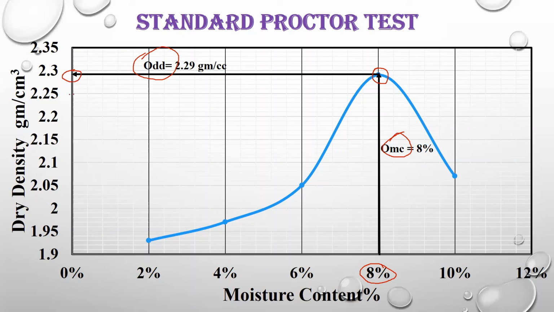So optimum moisture content is 8% over here, and it is around 2.29, because you can see this is 2.25. If it is 2.25, so it will be 2.26, 2.27, 2.28, and this will be 2.29. So it is 2.29 gram per cubic centimeter. Okay, and you can write cubic centimeter like cc, and you can also write it down as centimeter cube. This is the way to find out optimum moisture content and optimum dry density.